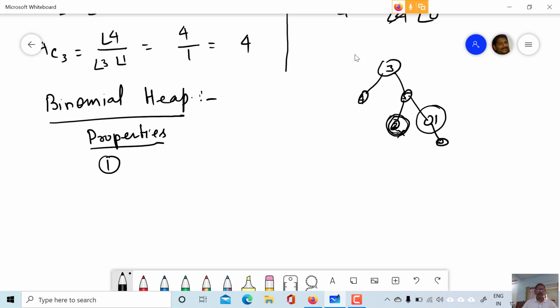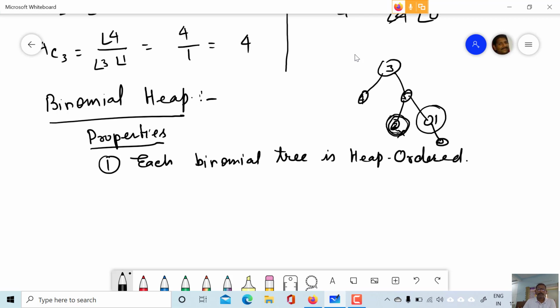So this is the first property, meaning the values of all the children below will be greater than their parent. This is called heap ordered. So the property is that each binomial tree is heap ordered. Okay. Second property: there is at most one binomial tree in the heap whose root has a given degree.